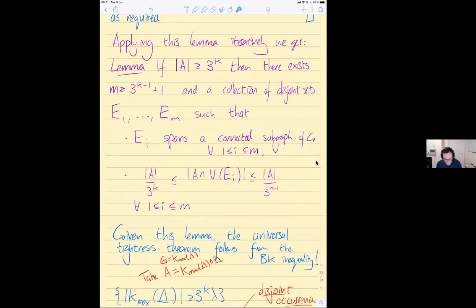The way you deduce this iterative version from the splitting into two sets version is that you just split into two sets, and then if one of the sets is still too big, you split it again, and you keep splitting each set that's too big into two pieces until you've got all these small pieces. If you apply this, again taking the graph to be the biggest cluster and A to be the intersection of the cluster with lambda, then these m sets that you get are exactly the m disjoint witnesses for the event that the maximum cluster is large.